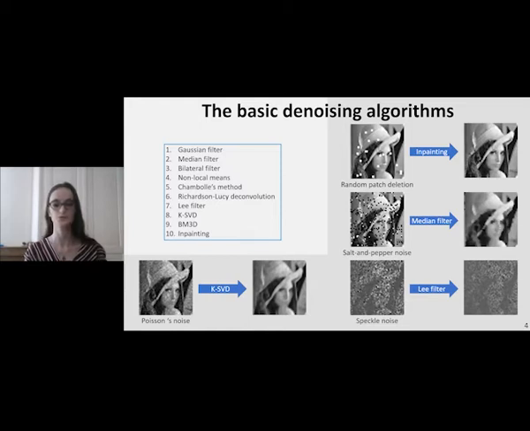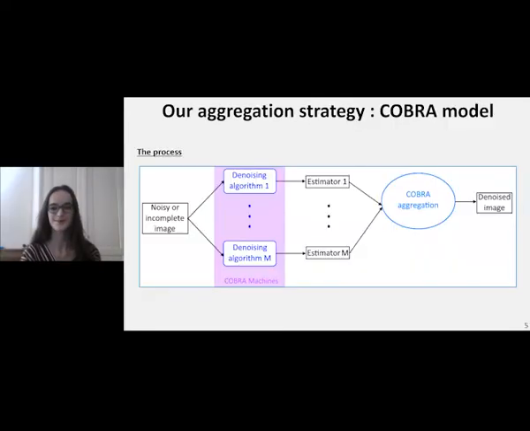We intend to capture a large range of performance, so we have basic approaches like Gaussian filter, but we also have state-of-the-art approaches like BM3D, and we have some general approaches, and we have also some really specific methods. For example, inpainting will perform well on random patch deletions, and the Lee filter will be really efficient on speckle noise.